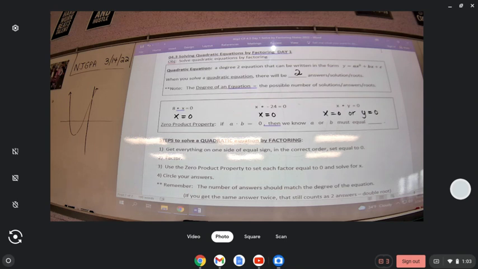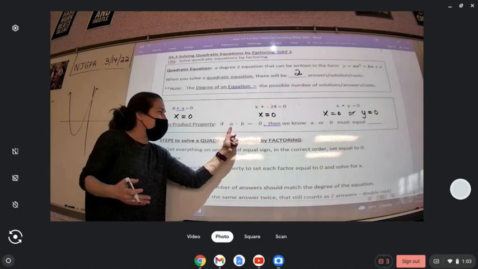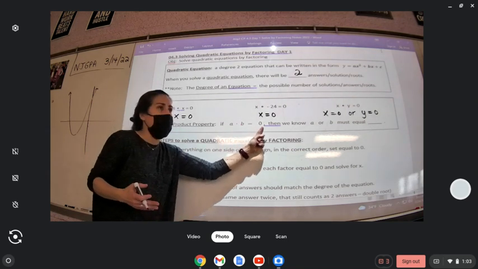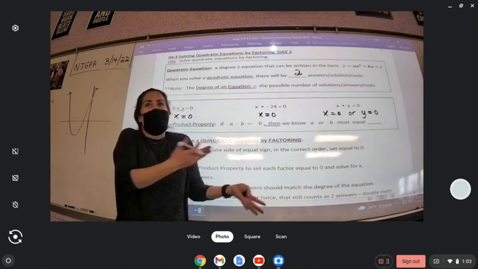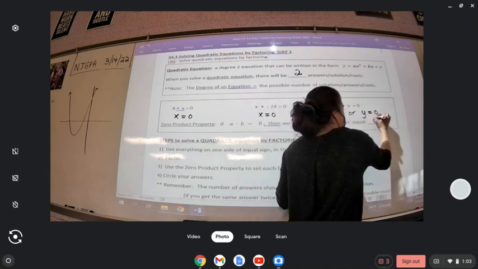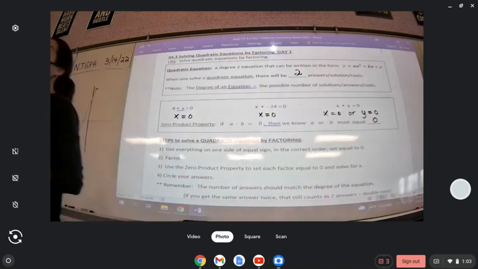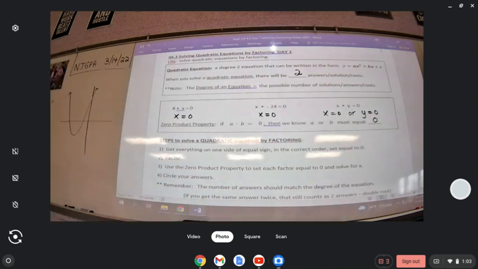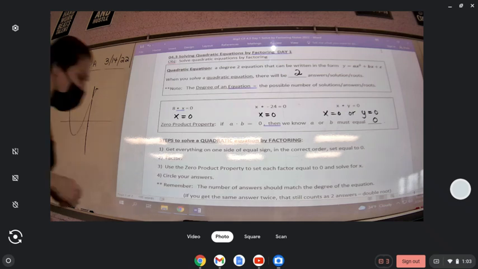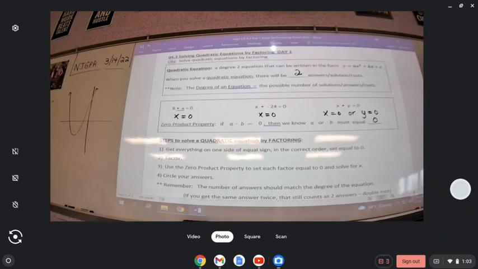And that is the 0 product property. The 0 product property says if a times b equals 0, then we know a or b must have been who? 0. Equal to 0. Exactly. So that's what we're going to use when we solve a quadratic equation by factoring. We're going to use that property. All right, let me give you your list of steps, and then we're going to jump right in. Let's solve that equation.